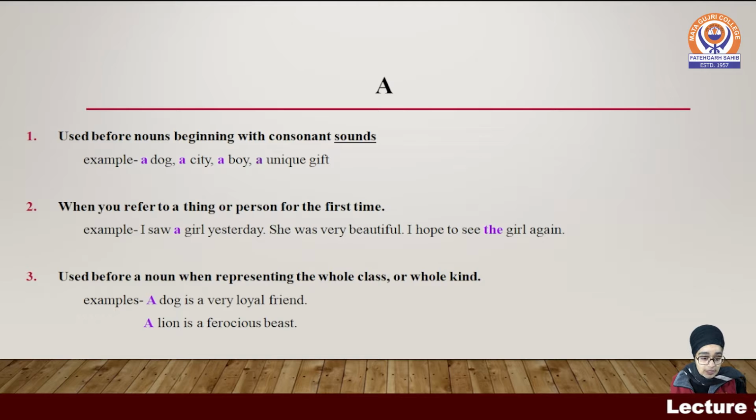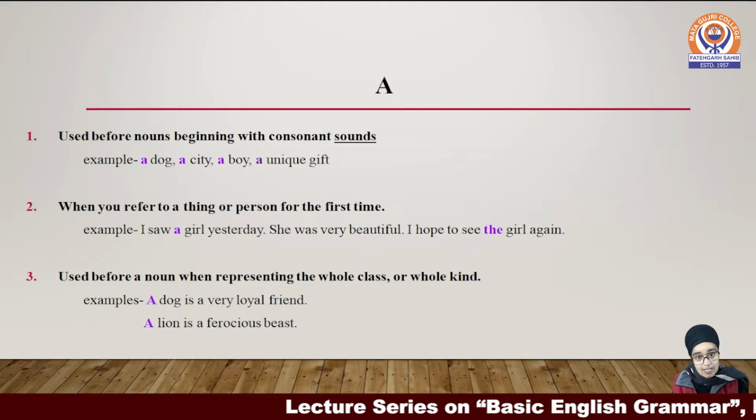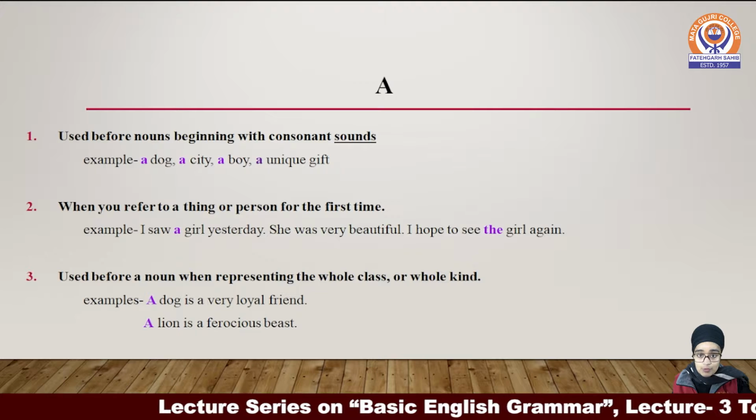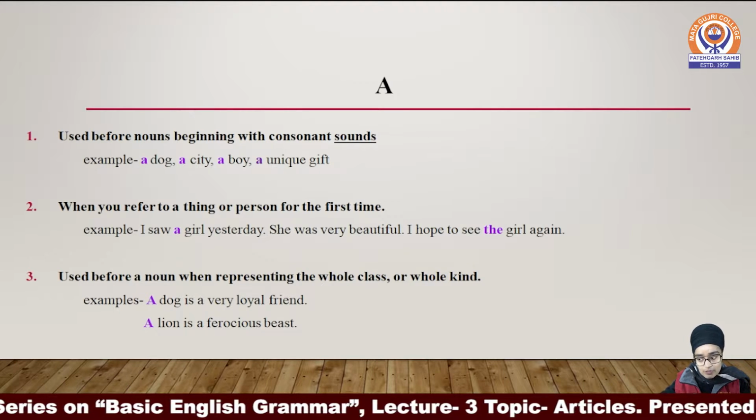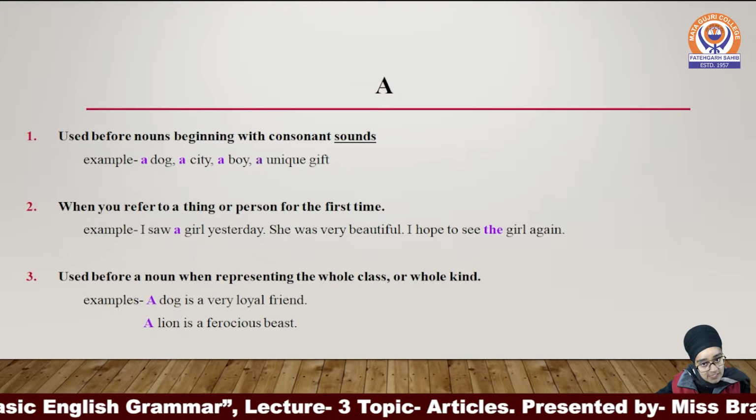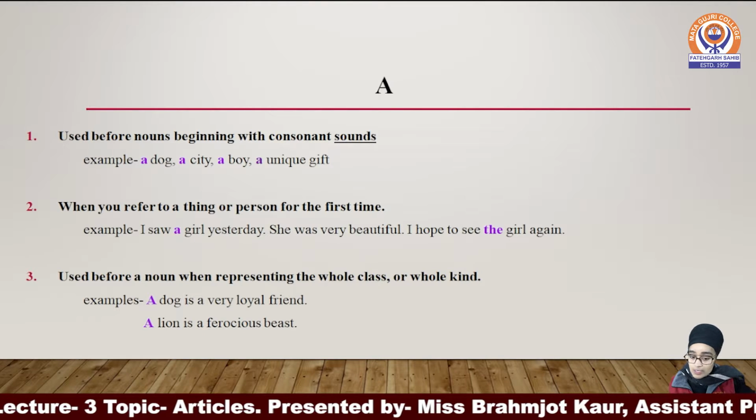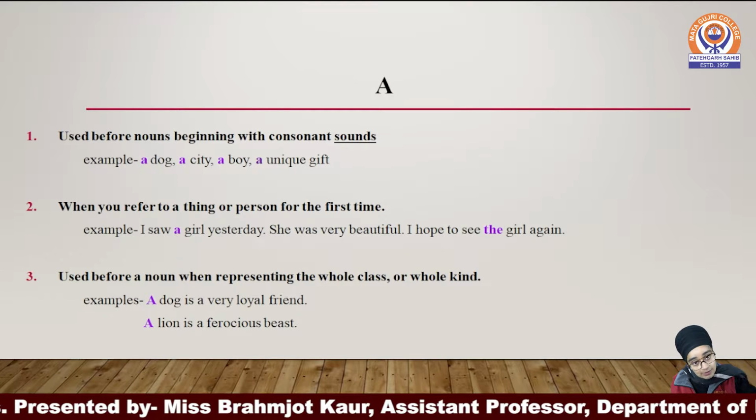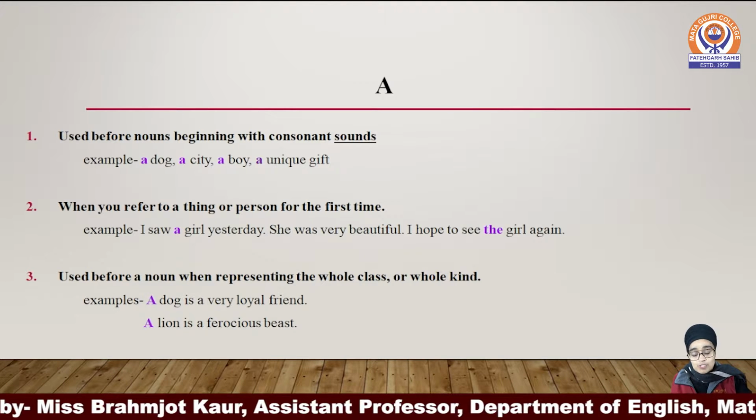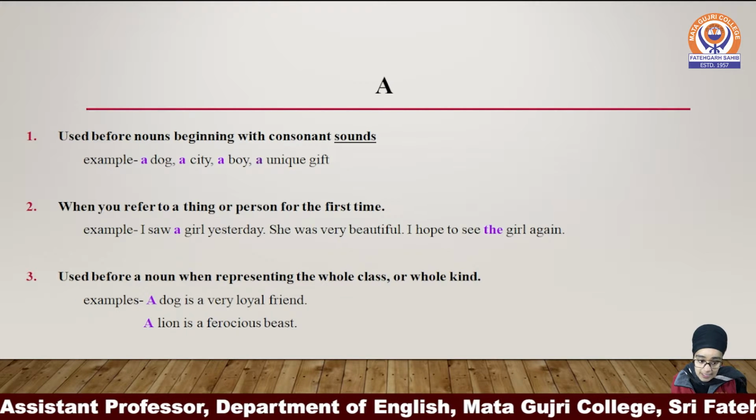Second, when you refer to a thing or person for the first time, maybe when you are reading a passage, when you are writing an essay, so the first mention of something will use the article a. The second mention, when you begin to do a particular mention or a specific mention of something, then you will use the article the. Example: I saw a girl yesterday. She was very beautiful. Now you are being specific. You are talking about that girl only. So I hope to see the girl again. So the first mention of something will use the article a.